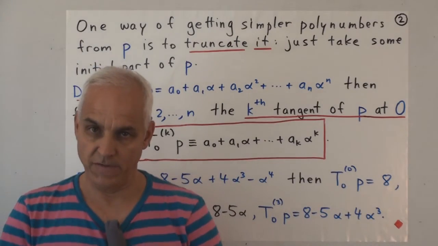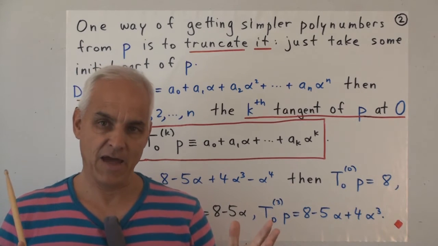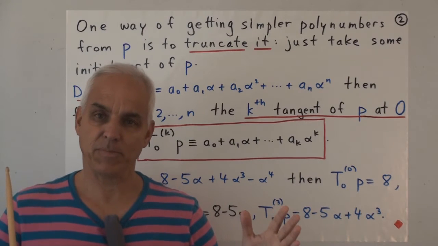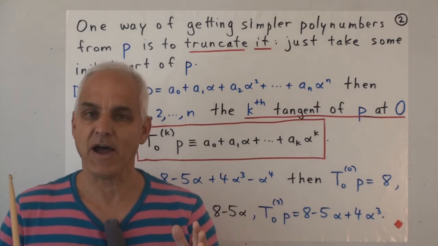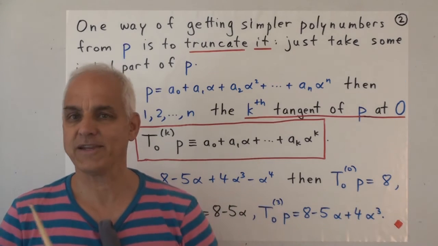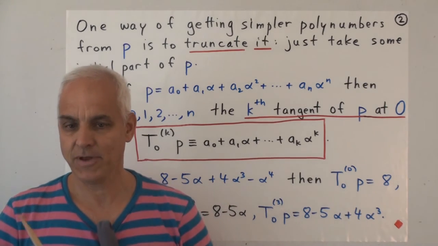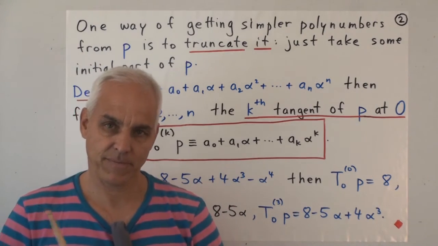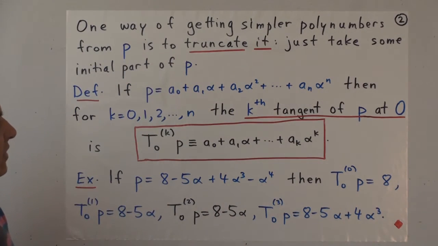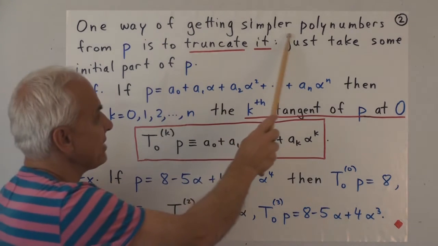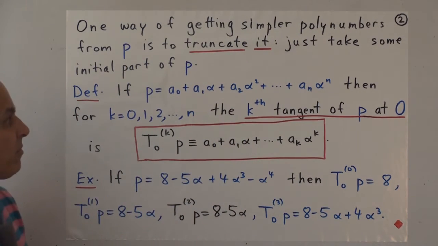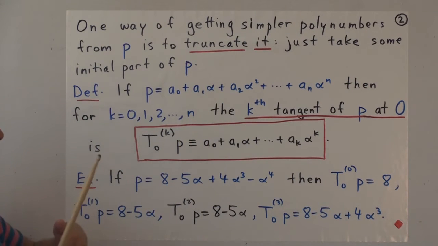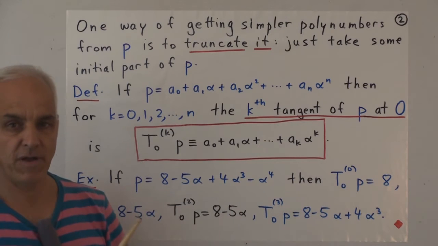A consequence of that way of thinking is that if we have a high degree polynumber, then for some purposes we might be able to simplify it by casting away some of the higher order terms. We would then get some simpler polynumbers associated to the bigger one. This is a very interesting and useful idea. The idea that we might be able to get simpler polynomials from a given polynomial by truncating it. By truncate we mean we just take some initial part of the polynumber.